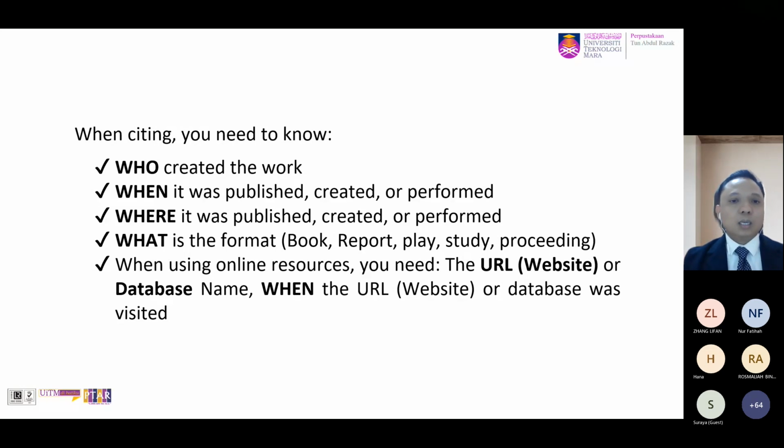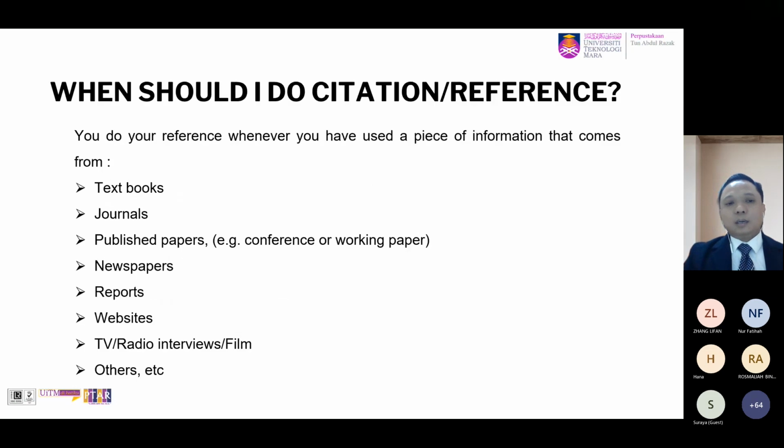When it was published, normally it will be the date of the publication. Where it was published is either the name of the publisher, the name of the journal, or the name of the web page, and so on. Next, when should I do citation or reference? You do your reference whenever you have used information that comes from textbooks, journals, published papers, newspapers, reports, websites, TV, radio, interviews, films, and others. Whatever resources you referred to, you have to do a proper citation or reference.